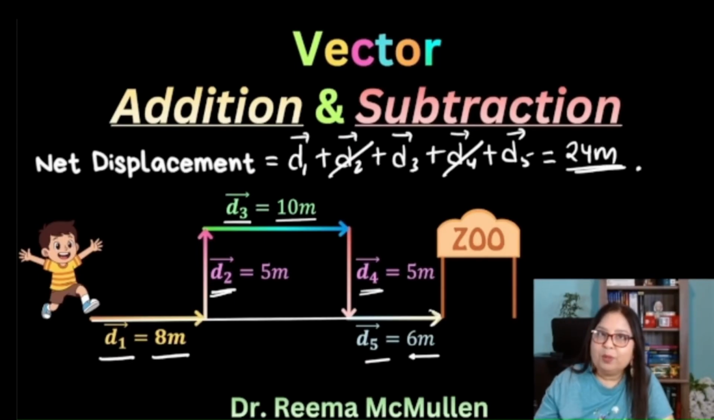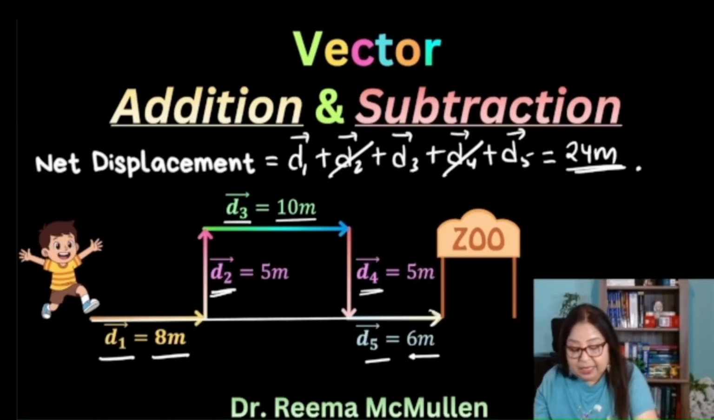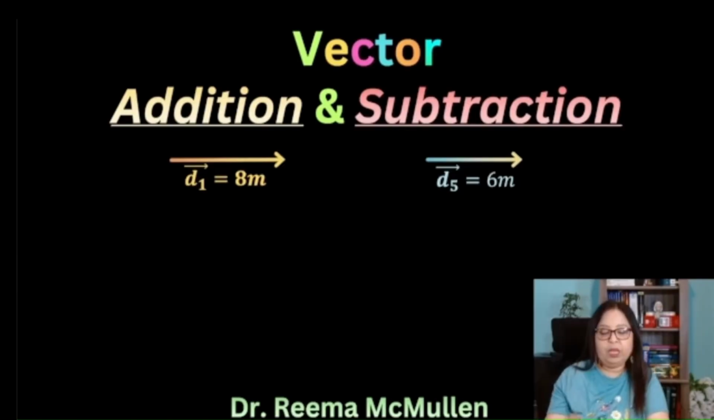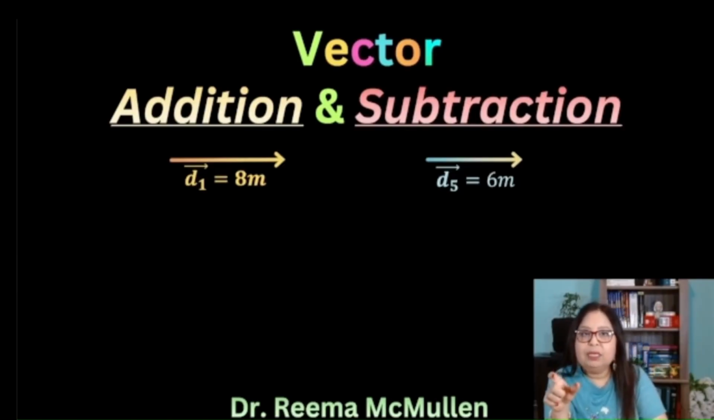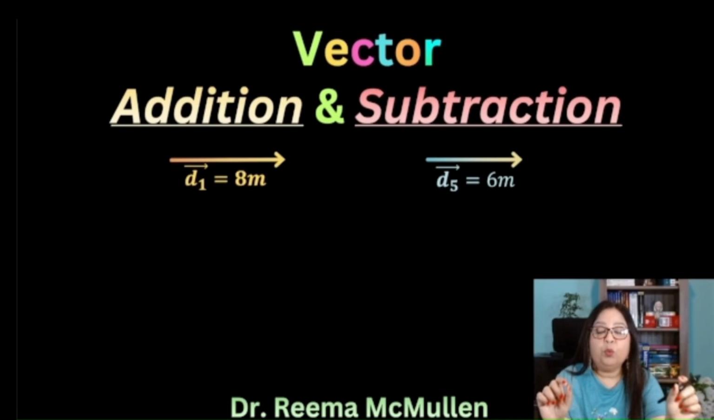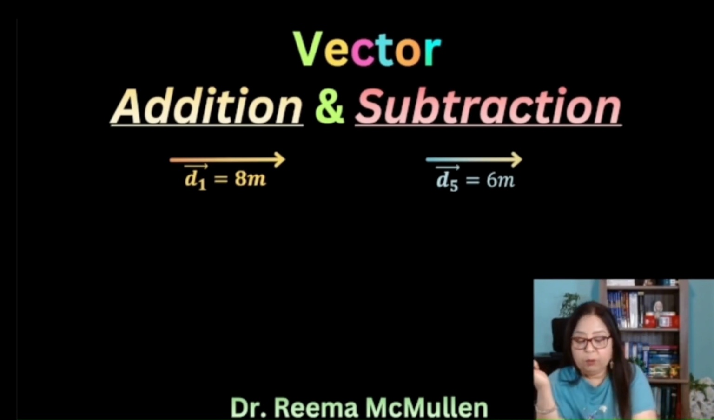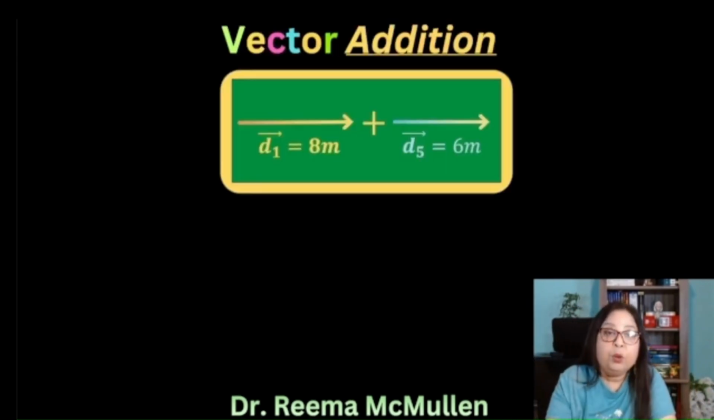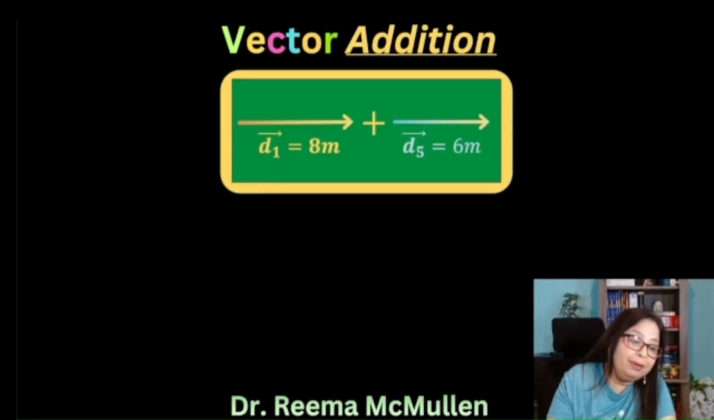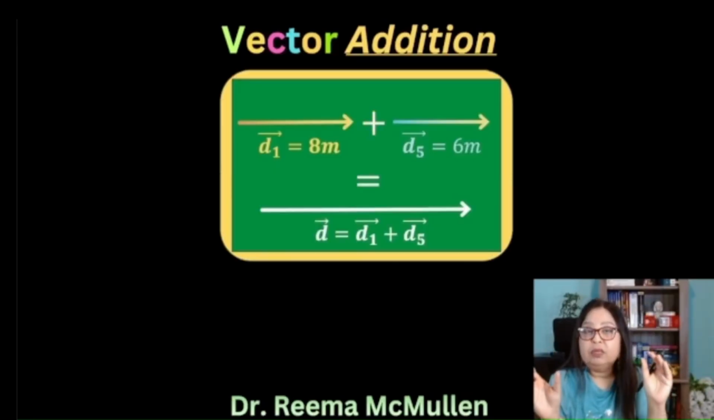This was a simple, sweet, and cute little example of vector addition. Taking it a bit further, now we're going to pull out D1 and D5, and these are both due east. What are we going to do with them? We are going to add these two displacements, D1 and D5. They're both going to the right, or they're both going east.